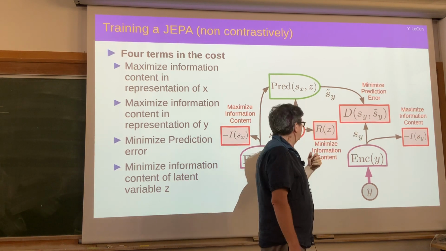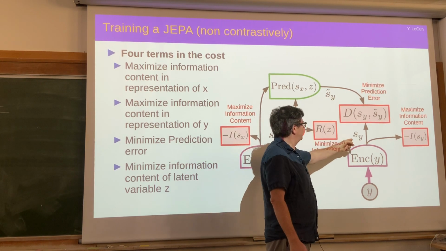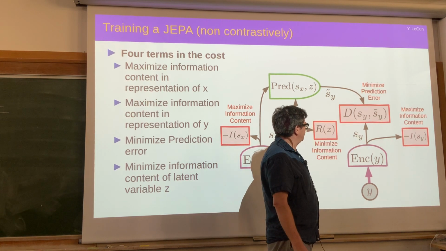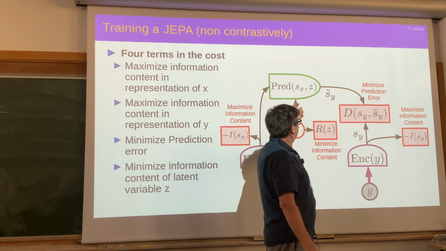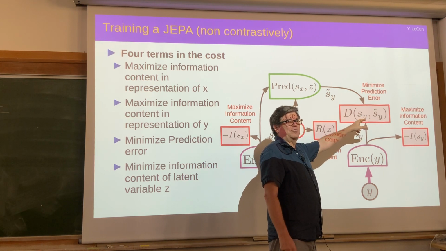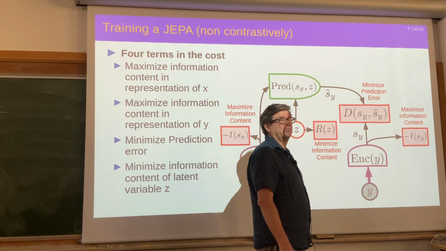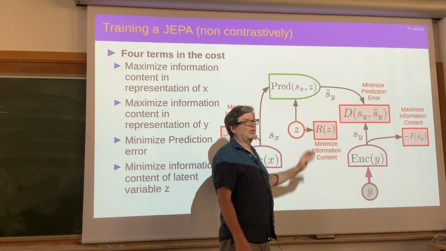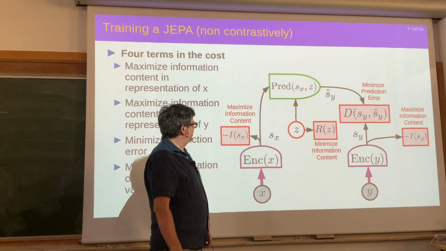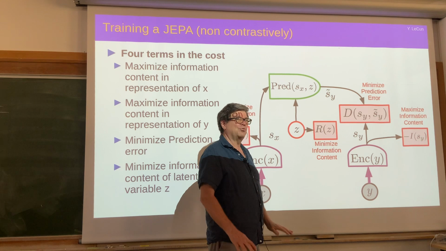But the second collapse you can have is if Z is too informative. If Z has the same dimension as Sy, whatever Sy comes out of this encoder, there's always going to be a value of Z that makes the prediction error zero. And so that's another form of collapse, which I talked about before. So you need to minimize the information content of that variable through some sort of regularizer. Okay, so two types of regularization essentially: information content of representations, which you want to maximize; information content of the latent, which you want to minimize; and then prediction error.